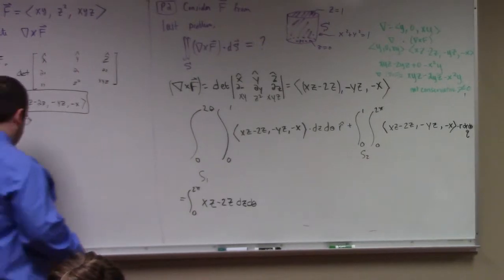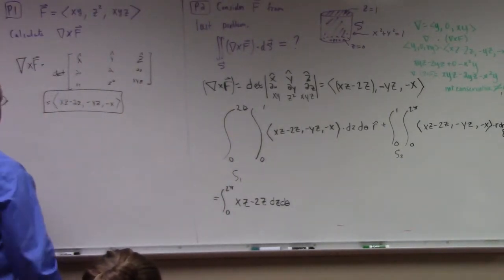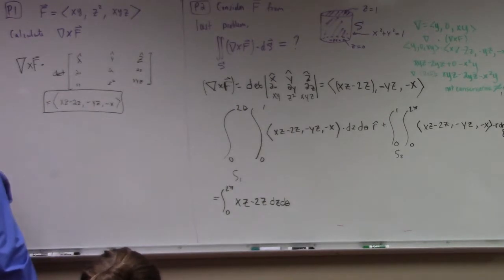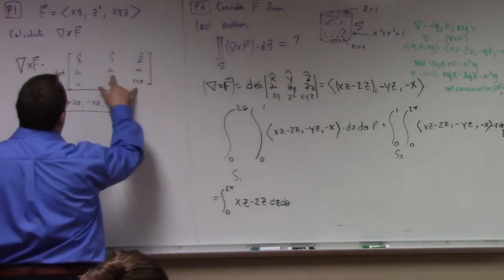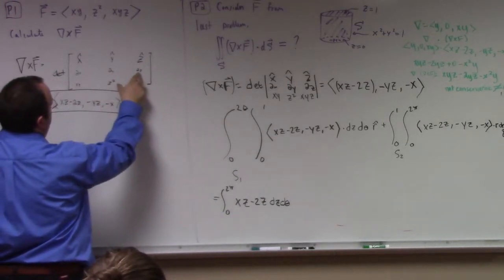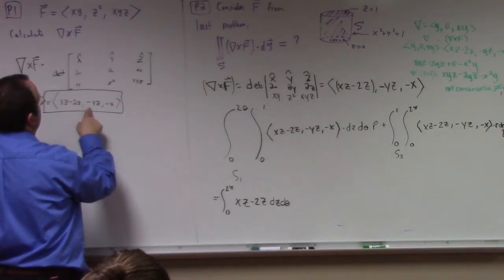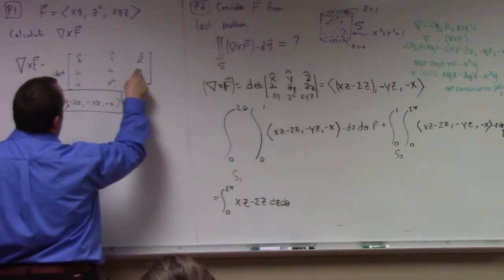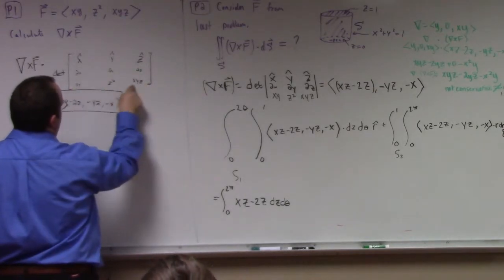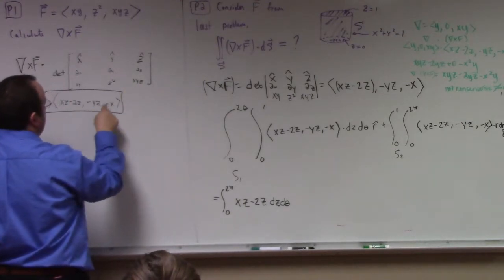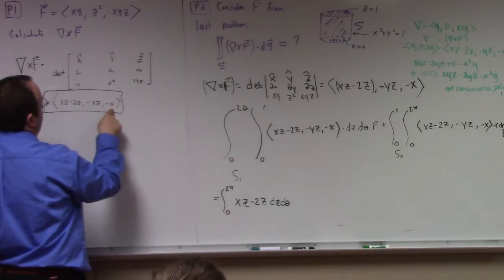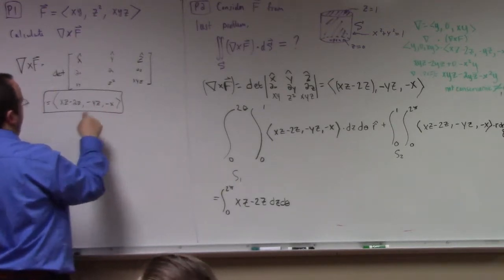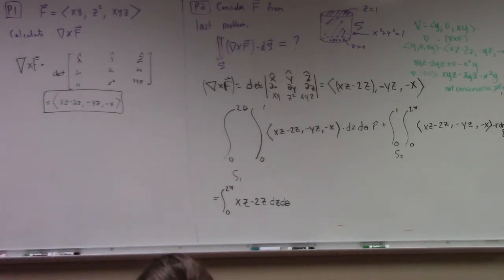All right, so next up, I asked you guys to calculate the curl of xyz squared, xyz. What do we got? We got an xz minus 2z. I like it. And then what we got? 0 and minus yz. All right, still good. And 0. All right, I think we have a winner. So there you go. That's the curl of that vector field.